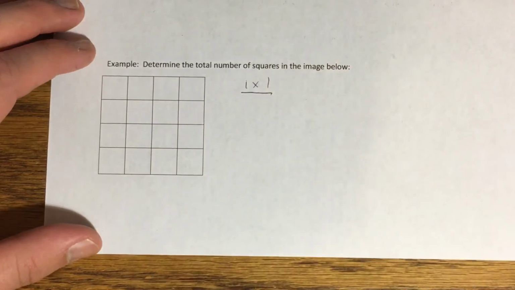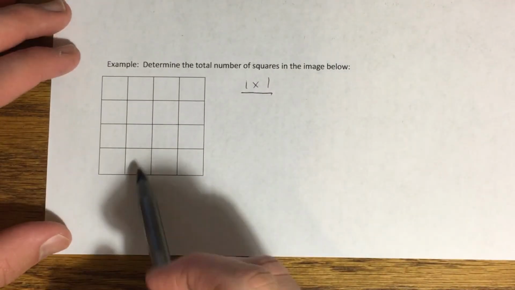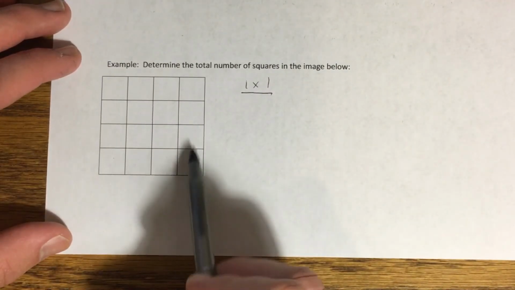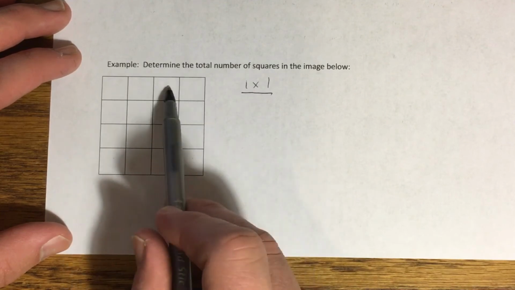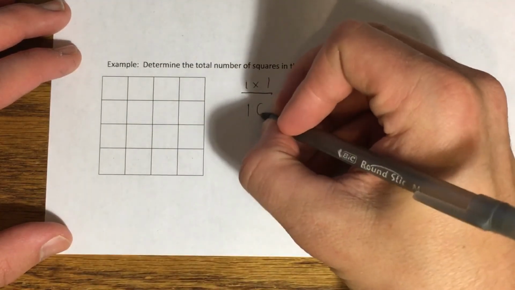How many 1x1 squares are there? Well, yeah, I can count them directly. 1, 2, 3, 4, 5, 6, 7, 8, 9, 10, 11, 12, 13, 14, 15, 16. So I can very clearly see there are 16.